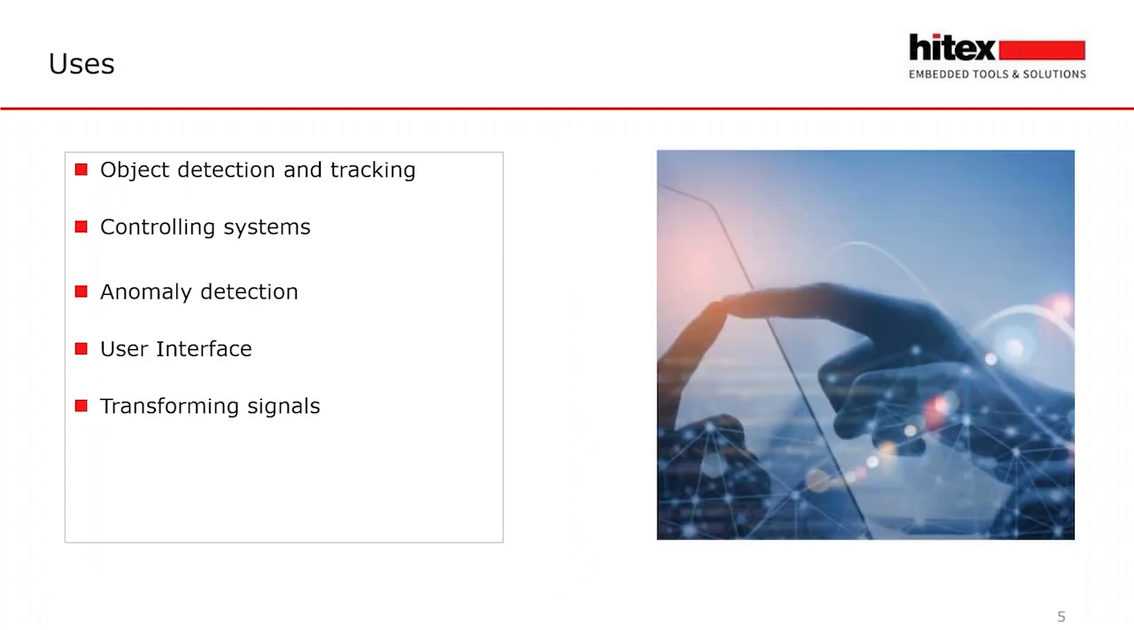The sort of uses that we can have, basically we can do object detection, tracking, we can classify images, we can integrate our machine learning algorithms into a control system. We can use it also for monitoring, so anomaly detection is also a very good use case for machine learning algorithms. We can create new styles of user interfaces, so spoken words, so keyword spotting, gesture detection, and we can also transform signals and clean signals up as well. So there's a whole range of uses that we can put these algorithms to.